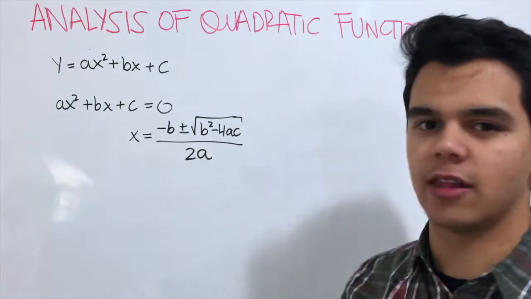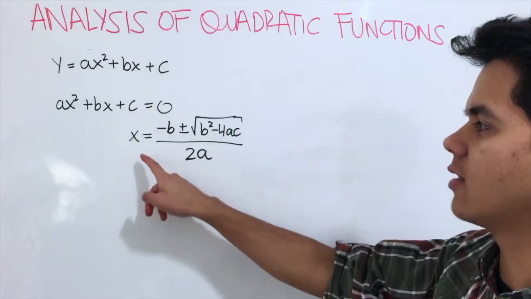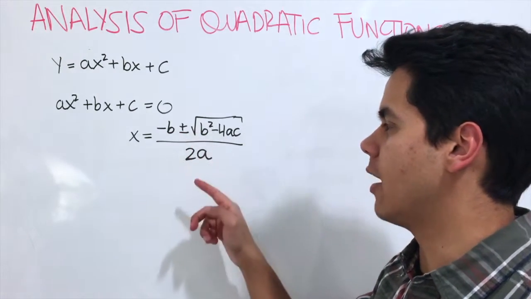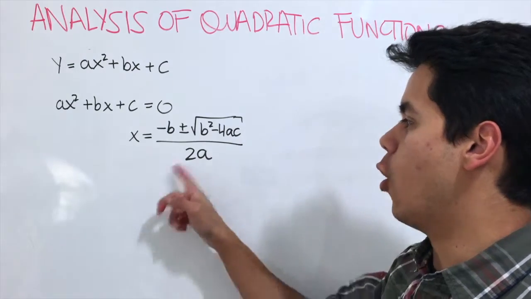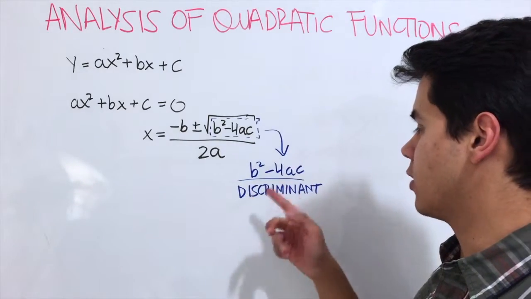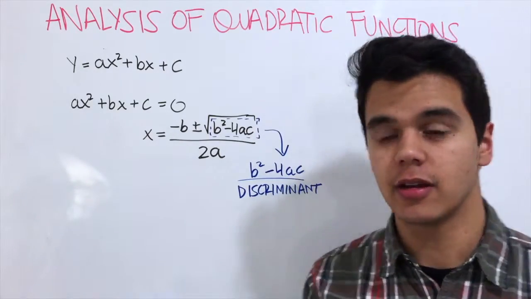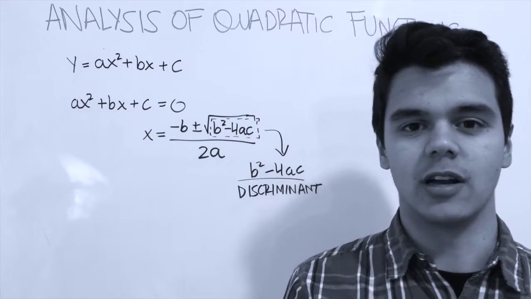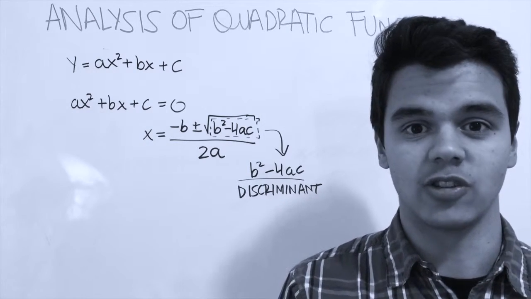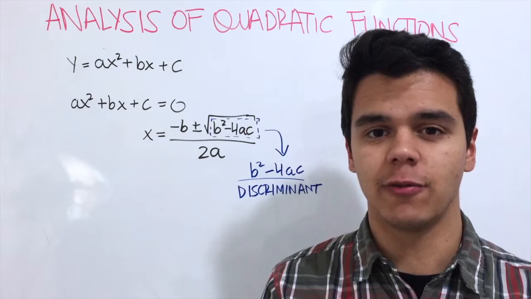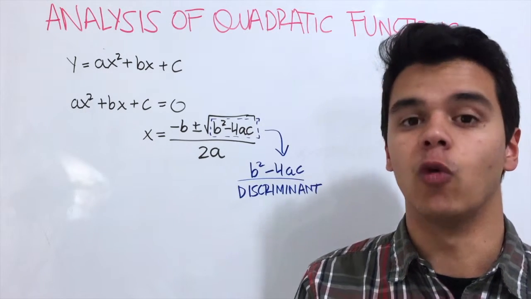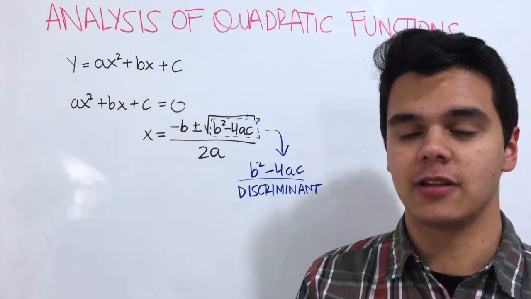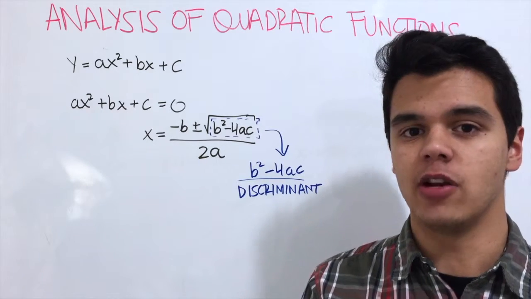So we can just apply the quadratic formula, which says that x is equal to negative b plus or minus the square root of b squared minus 4ac, over 2a. So b squared minus 4ac is called the discriminant. The discriminant is important because it will tell us how many zeros a quadratic function has. If the discriminant is positive, we're going to have 2 zeros. If the discriminant is 0, we're just going to have 1 zero. And if the discriminant is negative, we're going to have no zeros at all.